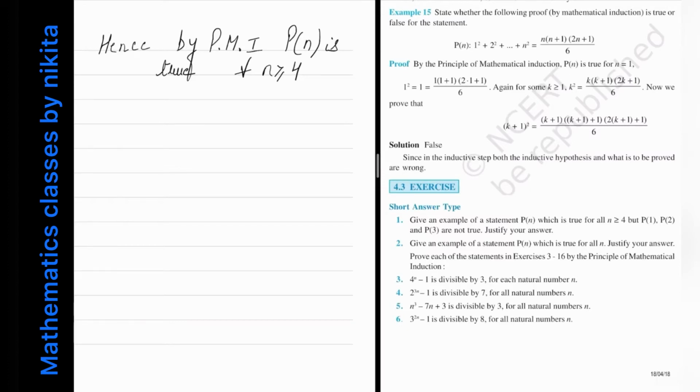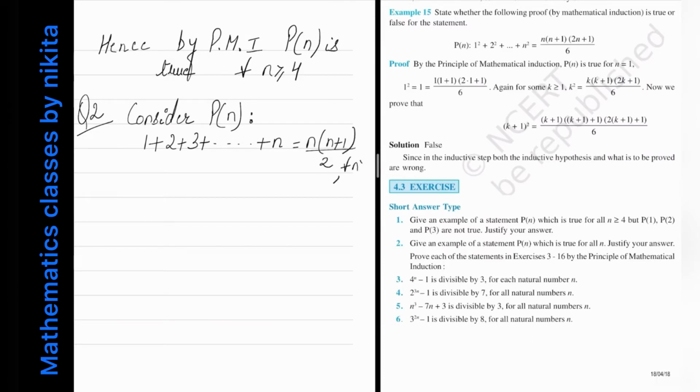Now let's see question number 2. Question number 2 says give an example of a statement P of n which is true for all n and justify your answer. तो आपको एक ऐसे statement का example देना है which is true for all n. So consider the statement P of n which is, I am writing in the next line, that 1 plus 2 plus 3 up to n is equal to n into n plus 1 by 2, and this is true for all n greater or equal to 1.